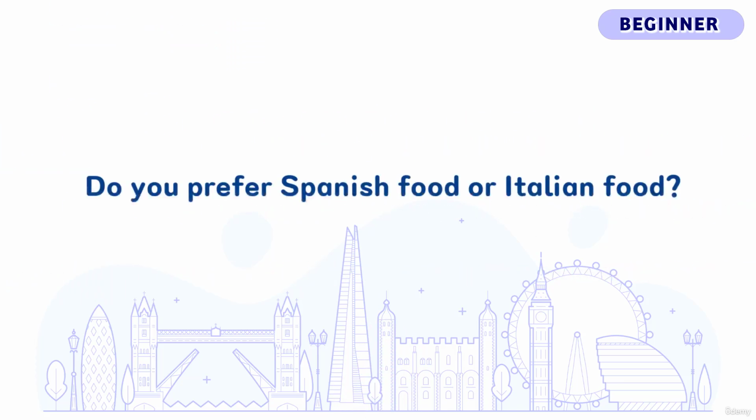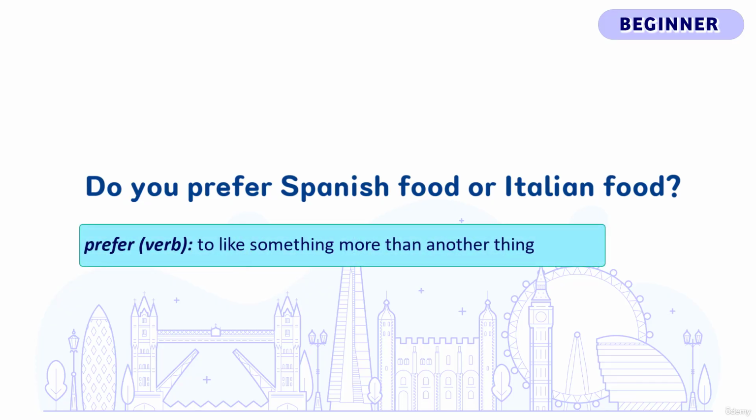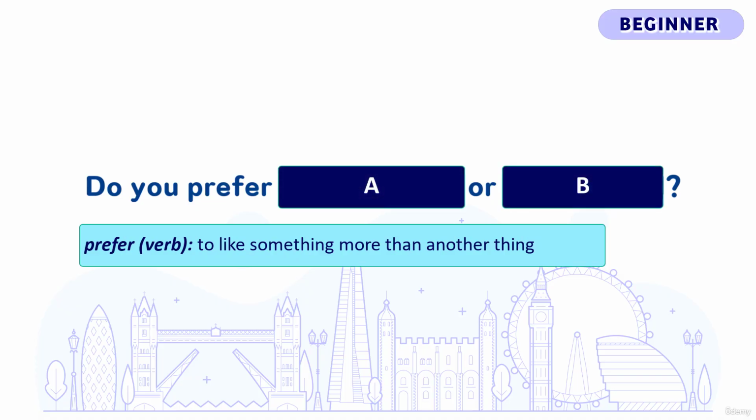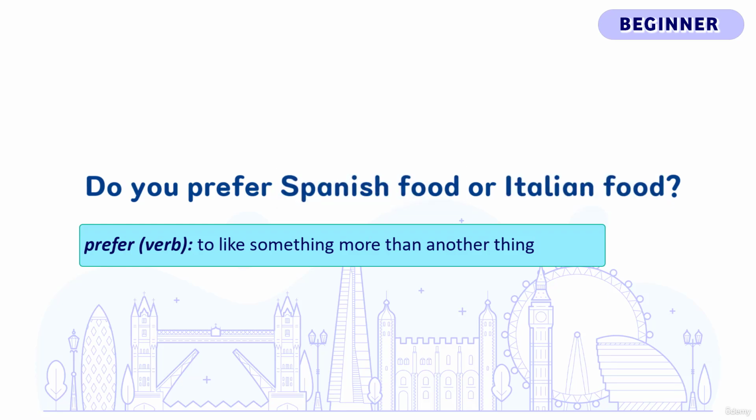Okay, first to ask if the other person likes one kind of food more than the other, we can ask, do you prefer Spanish food or Italian food? The verb prefer means to like something more. So to ask which of the two choices the other person likes more, we use the structure do you prefer A or B? And in this question, A and B are Spanish food and Italian food.